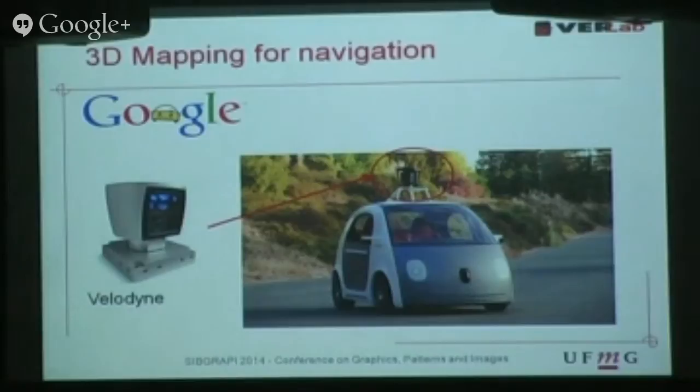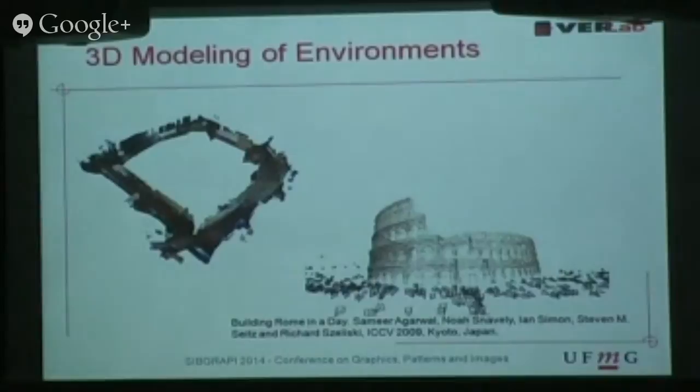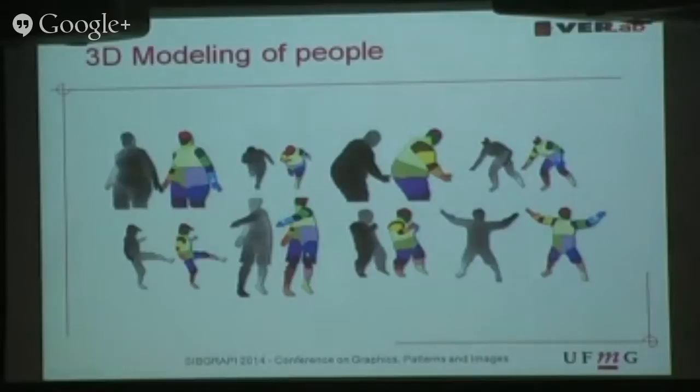Next. You guys have seen all this also, right? The reconstruction of outdoors and indoor environments. This is a very well-known work, Building Rome in a Day. You can use this to model. He needs light to take pictures, see? That's computer vision again, right? Without light, you cannot do anything. Okay, so you have 3D modeling of people, and of course, modeling for recognition.